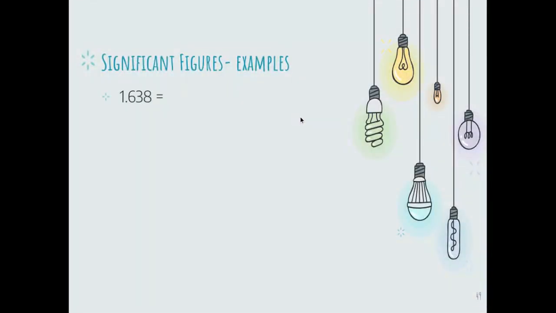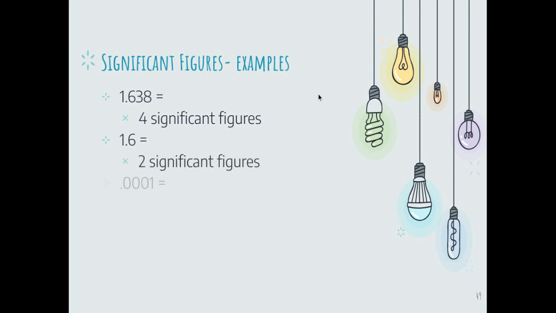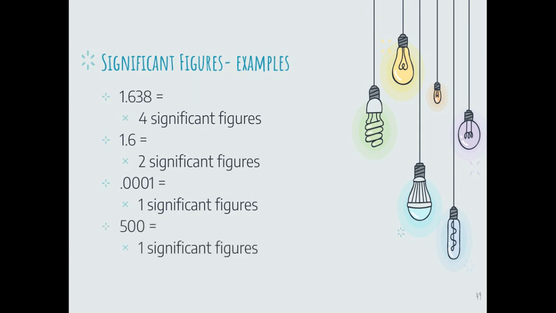Our significant figure examples: 1.638. In this example, we would have 4 significant figures. All 4 of these numbers would be significant. 1.6, you would have 2 significant figures. 0.0001, you would have 1 significant figure. The only thing that's important there is that 1. The number 500, you would have 1 significant figure. Remember, if there were a decimal point in there, that would change the number of significant figures.